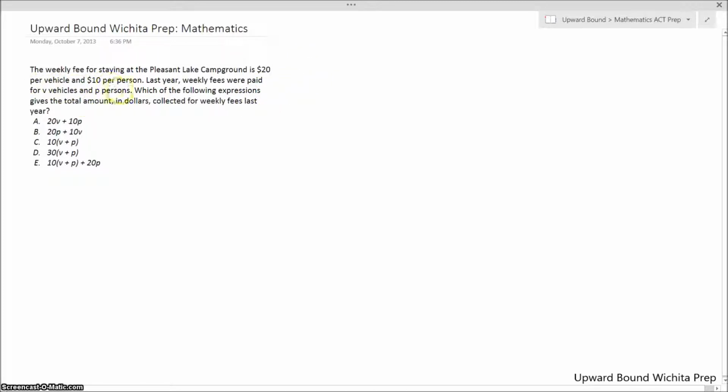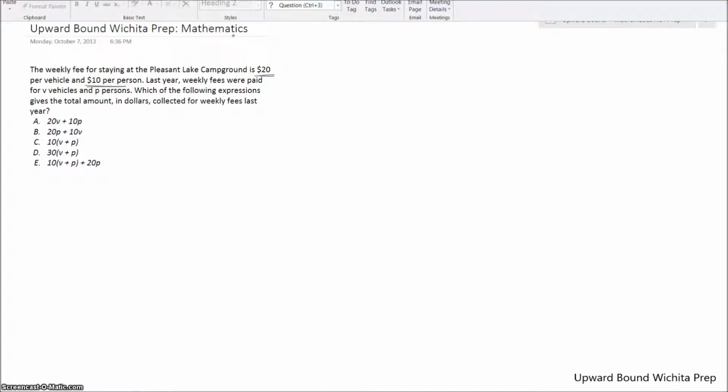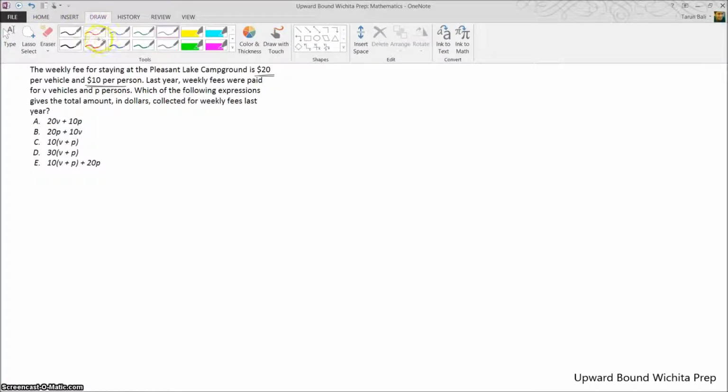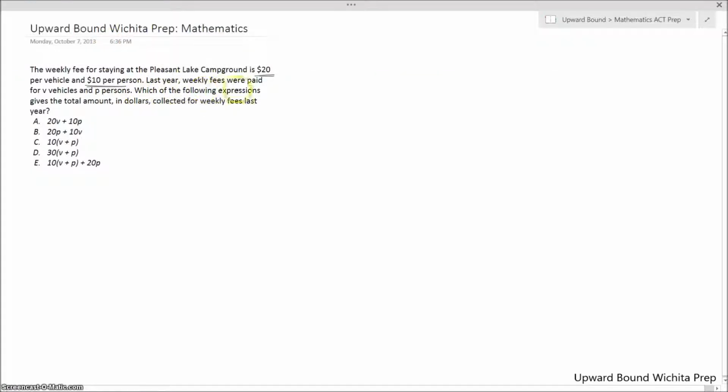The weekly fee for staying at the Pleasant Lake campground is $20 per vehicle and $10 per person. Last year, weekly fees were paid for V vehicles and P persons. Which of the following expressions gives the total amount in dollars collected for the weekly fees last year?